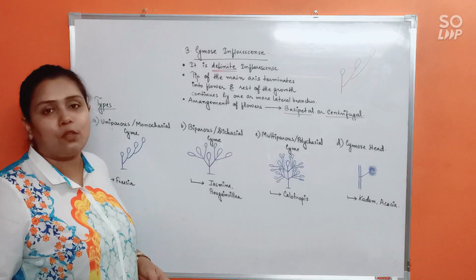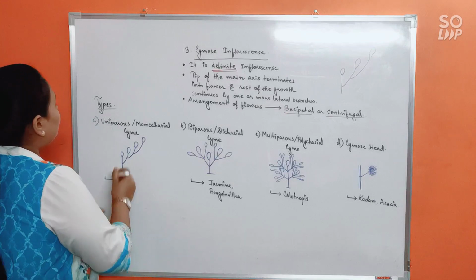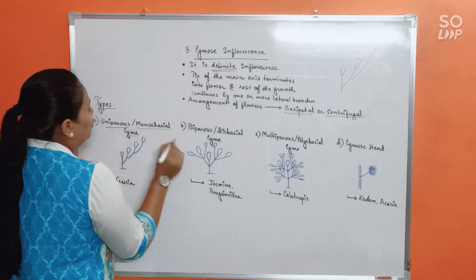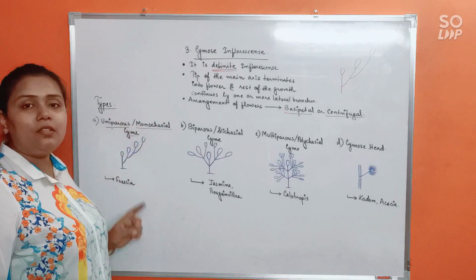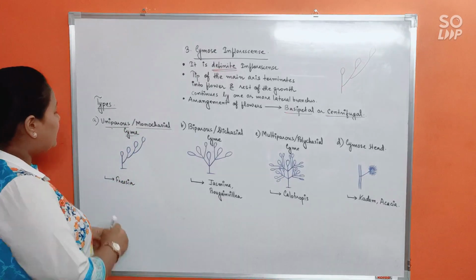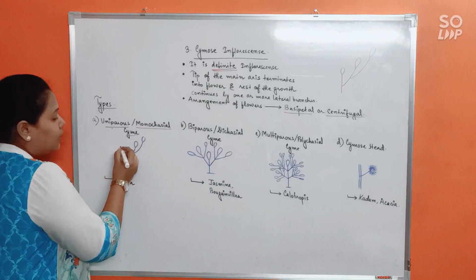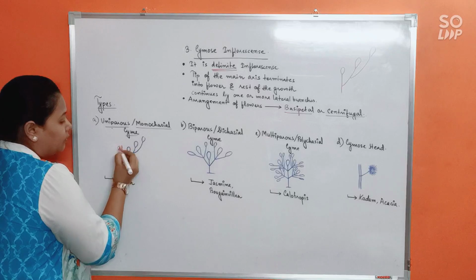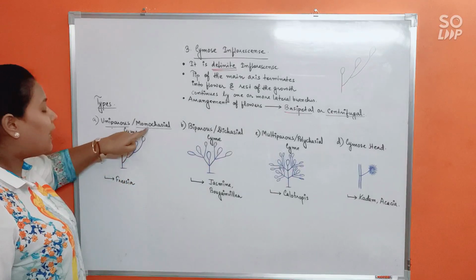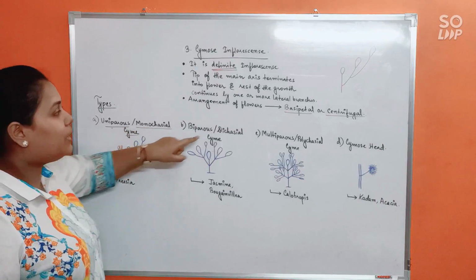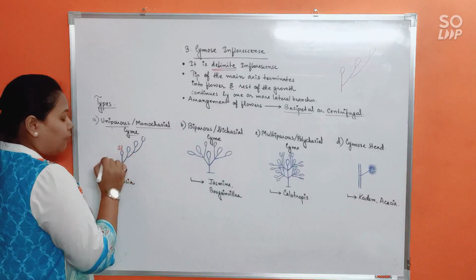Now, types of cymose inflorescence. We have 4 types of cymose inflorescence, which are as follows. First, uniparous or monochasial cyme. Uni or mono means one. Here you can see this is the growing point which has bloomed into a flower. So this is the oldest flower. Oldest flower at the apex and younger as we move towards the base. That's what is basipetal arrangement. So this is the terminal flower.